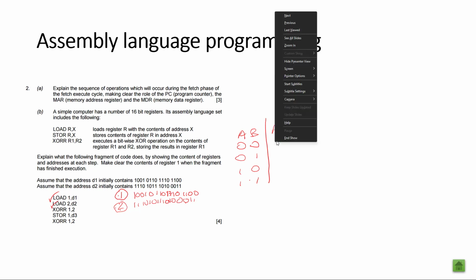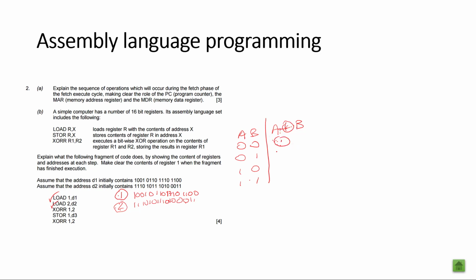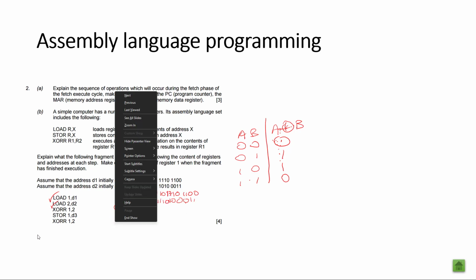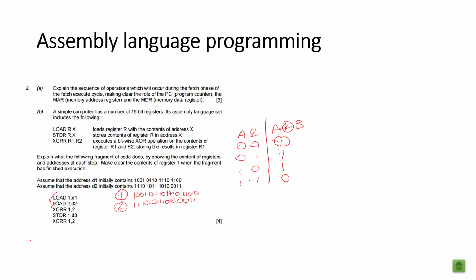When you XOR these together, you've got 0, you've got 1, you've got 1, and you've got 0. XOR works when you've got opposites. So I go along there and write the opposites out. Does it say what you do with the contents of those? It executes bitwise on the contents of register 1, storing the results in register 1. So I'll say R1. What is the result of an XOR on those?